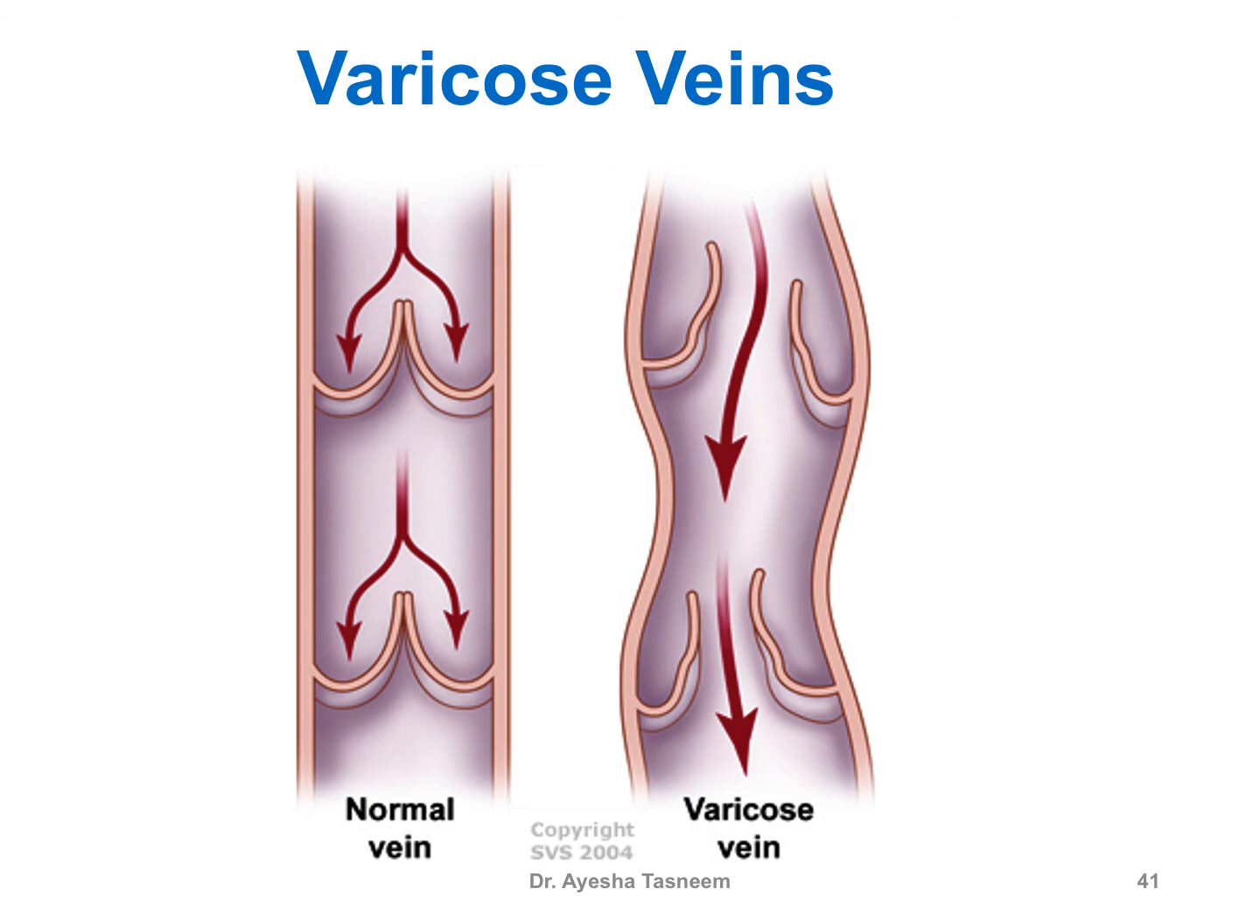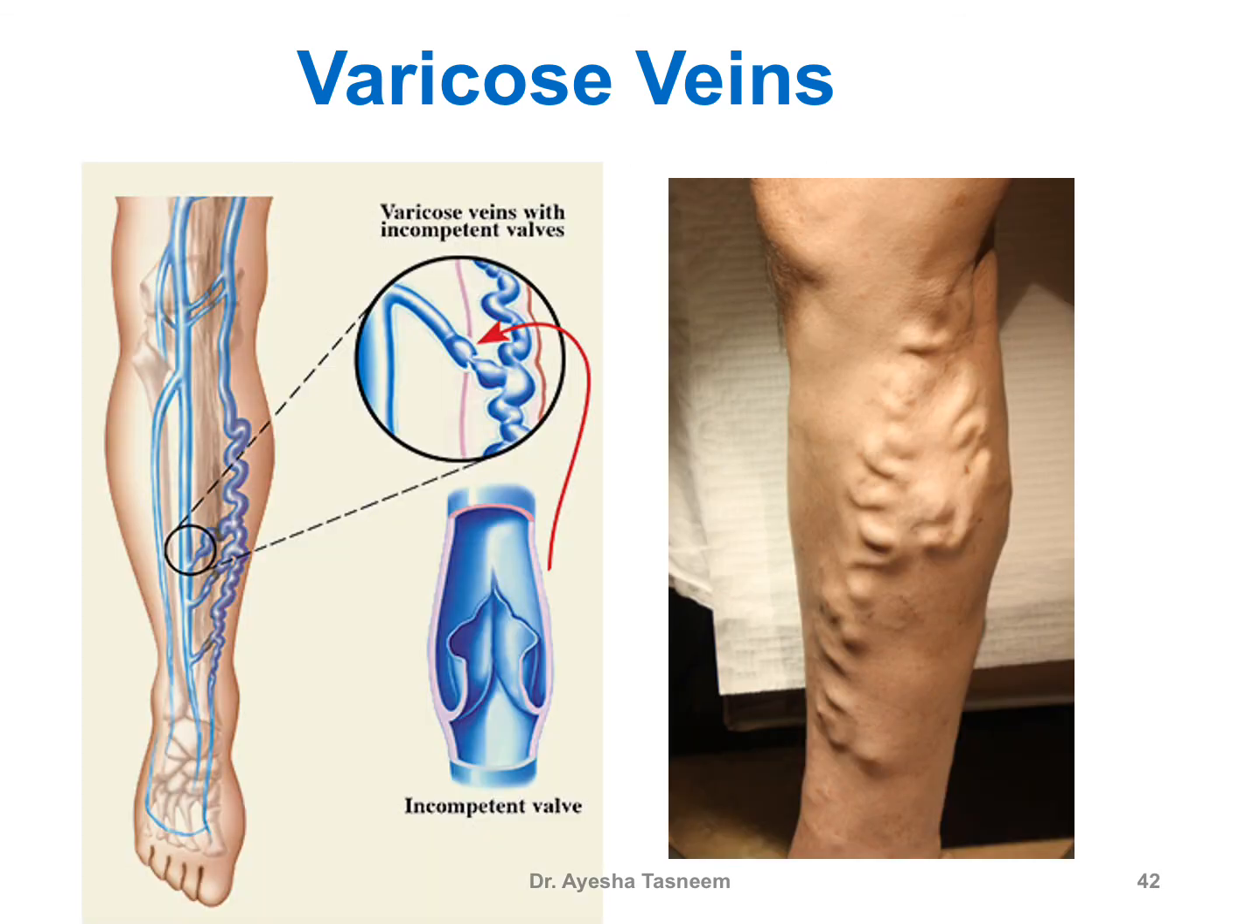Varicose veins are mostly seen in the superficial veins, in which the veins become enlarged and twisted, and they are basically due to incompetent valves in the larger veins. This is the clinical picture of the varicose veins.